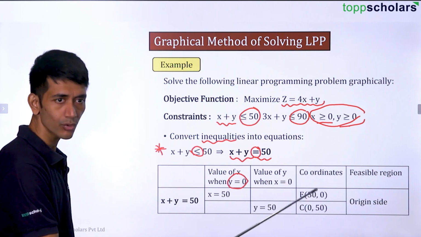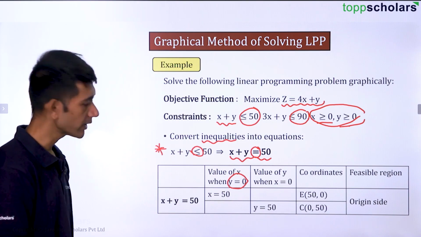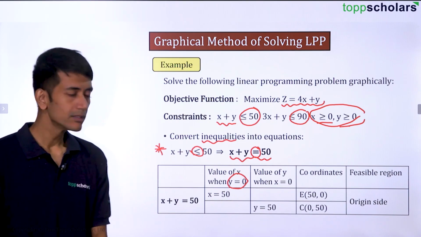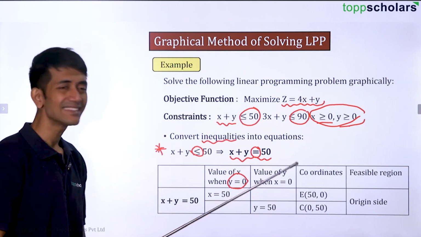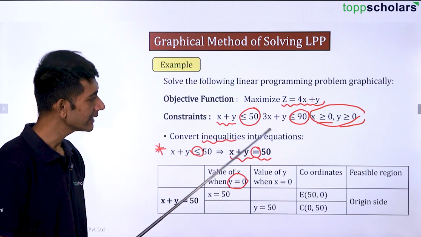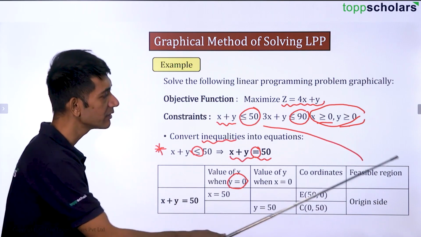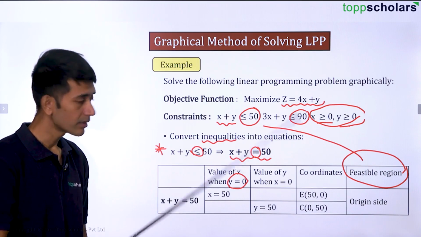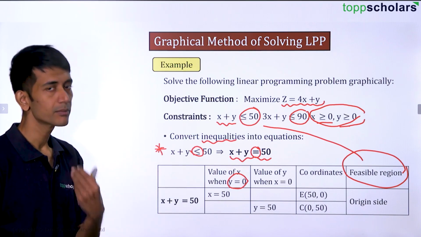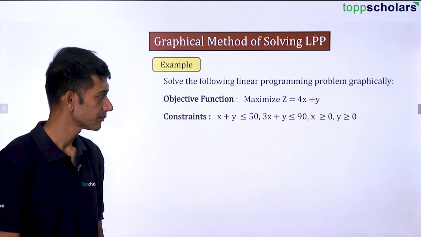So what are the coordinates? The coordinates are 50, 0 and 0, 50. I hope you are understanding the coordinates here. But here we have less than equal to 50. So where will the feasible region lie? The feasible region will lie towards the origin, right?